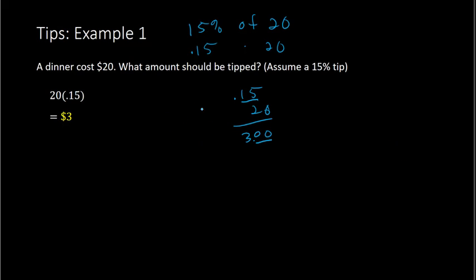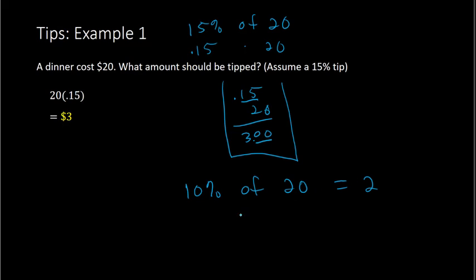Now, by the way, if you're trying to do this in your head, there is a little shortcut you can use. If you base everything off 10%, we could do 10% very quickly, right? 10% of 20, you just move the decimal place over, and you get 2, right?